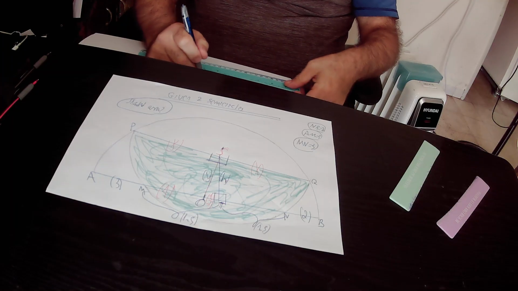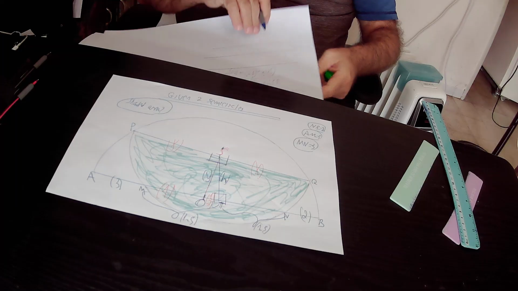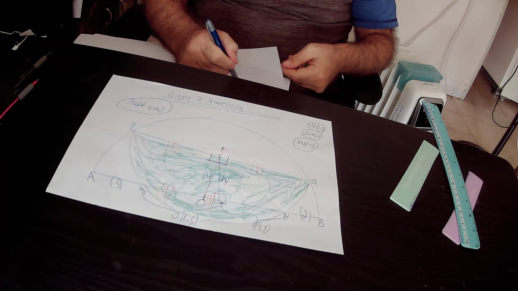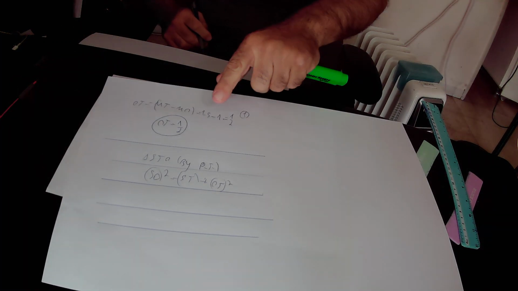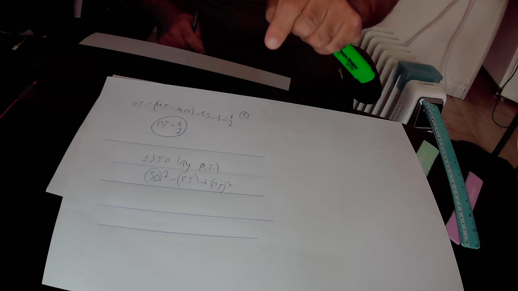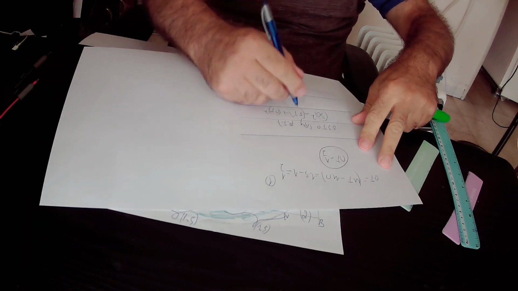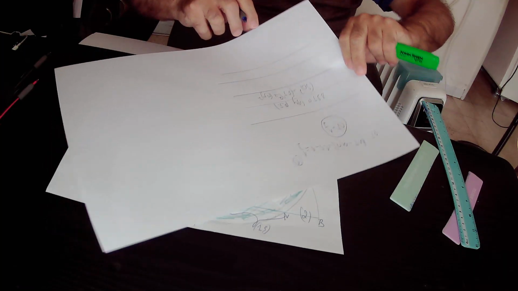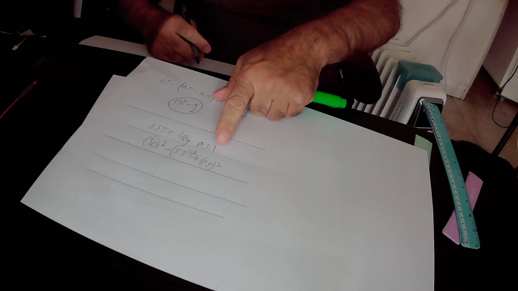Again, in the small right triangle STO, according to the Pythagoras theorem, SO squared, that is the square of the hypotenuse, equals ST squared plus OT squared.